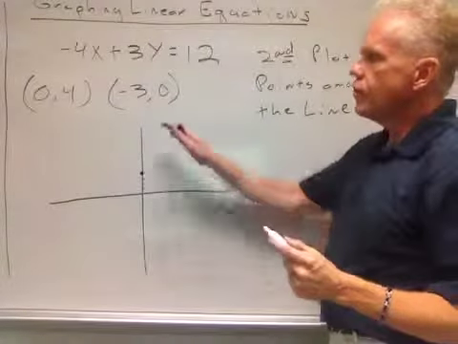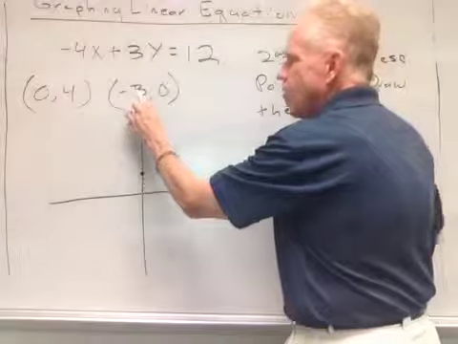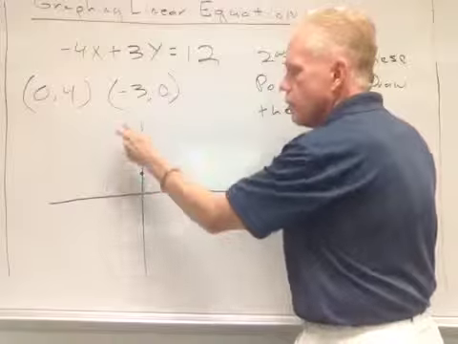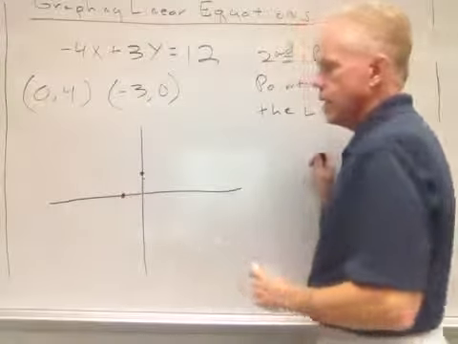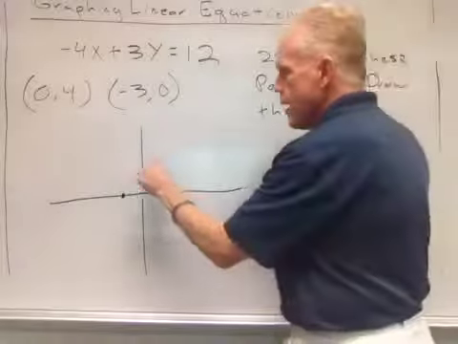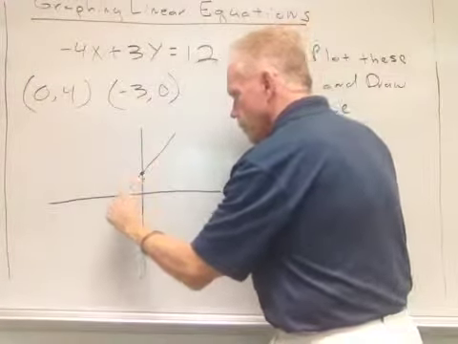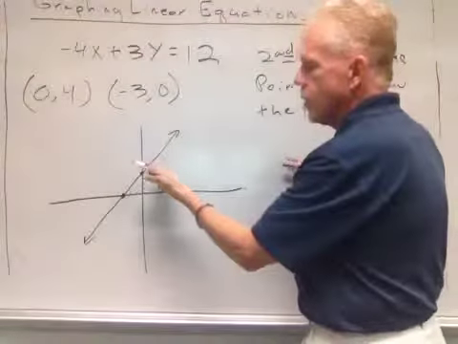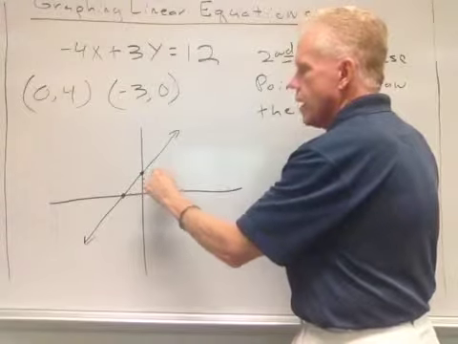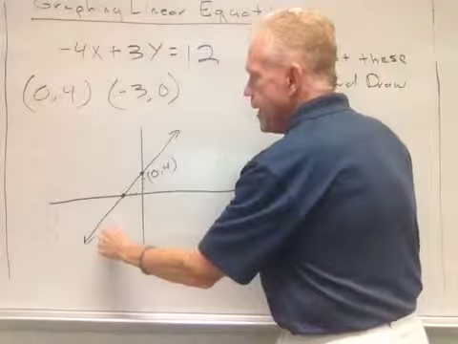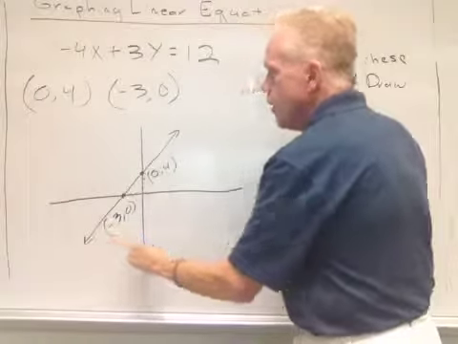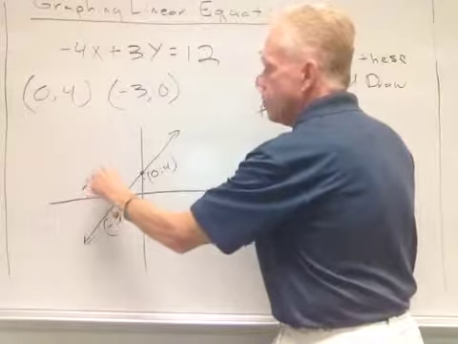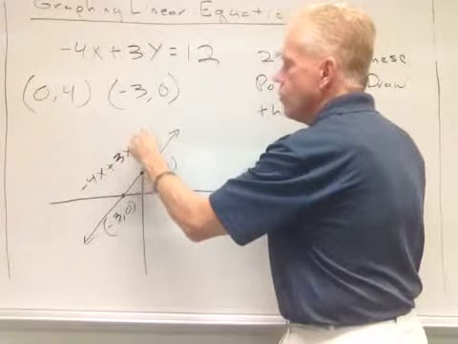And then for the second point, negative 3, 0, x value negative 3. So we'll come out here 1, 2, 3, and we won't go up or down at all from there, and we'll plot this point. Now, at this stage, we have the ability to draw a line. To complete this, we want to label these. This would be 0, 4. This would be negative 3, 0. And our line itself, we put it on the graph, negative 4x plus 3y equals 12.